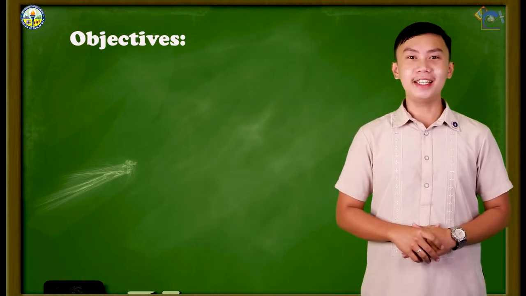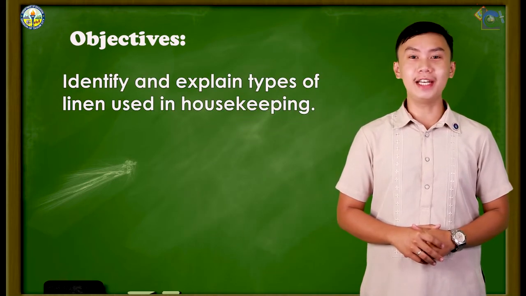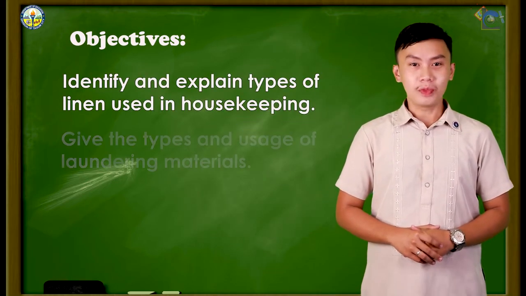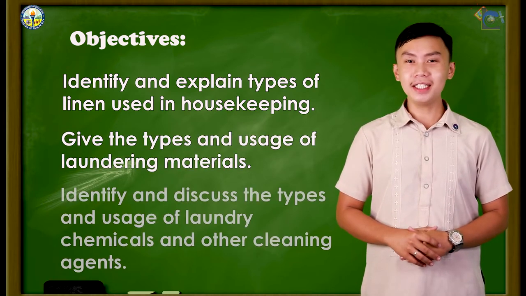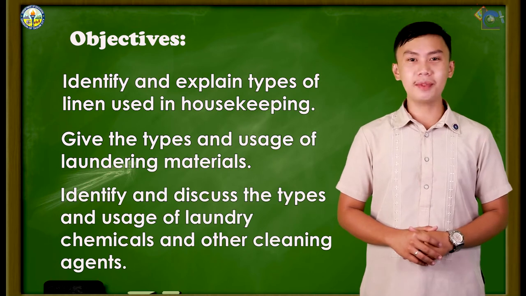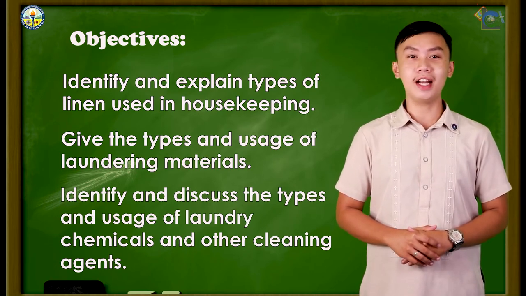For this episode, you are expected to identify and explain the types of linen used in housekeeping. Give the types and usage of laundering materials. Identify and discuss the types and usage of laundry chemicals and other cleaning agents.